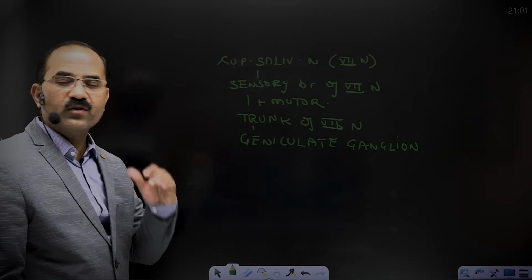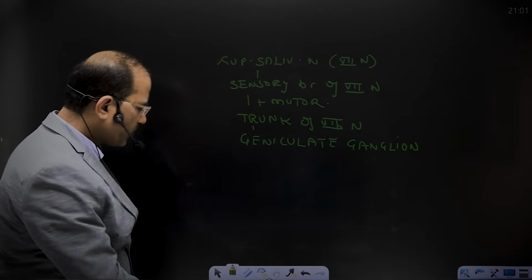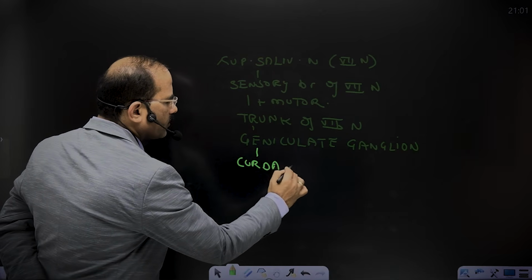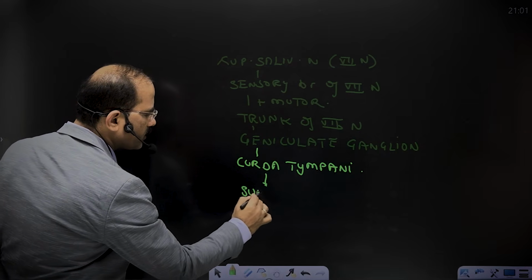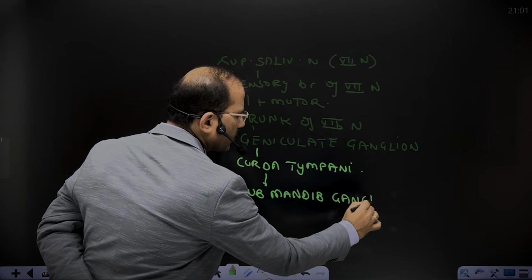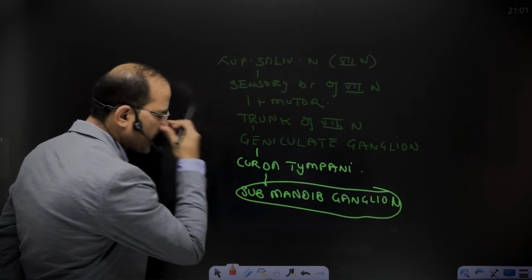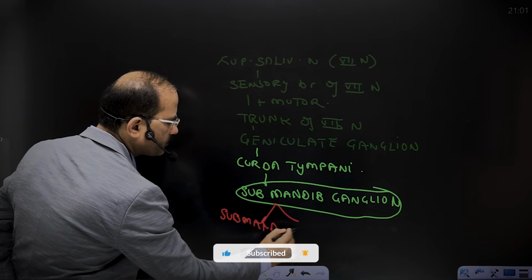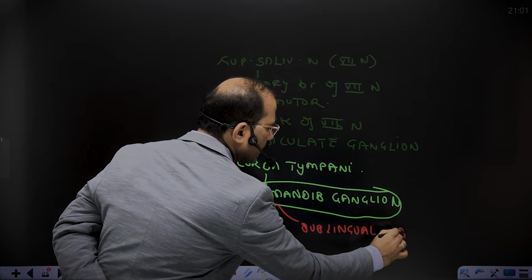From this geniculate ganglion, we get three nerves. We've seen this: the greater petrosal nerve, the nerve to stapedius, and chorda tympani. What we are interested in now is chorda tympani. This chorda tympani relays in the submandibular ganglion, and from this submandibular ganglion, we get postganglionic fibers which are going to supply the submandibular and the sublingual glands.